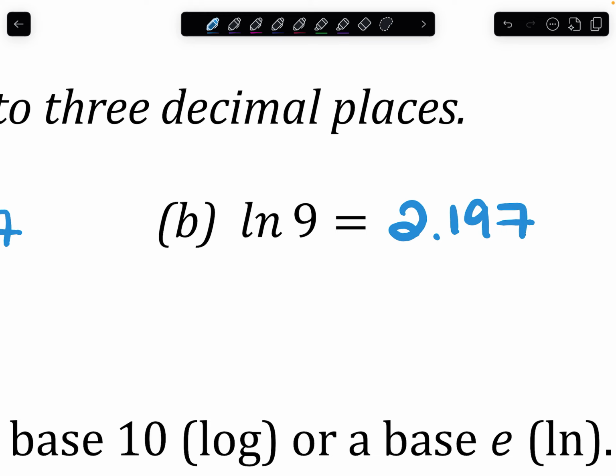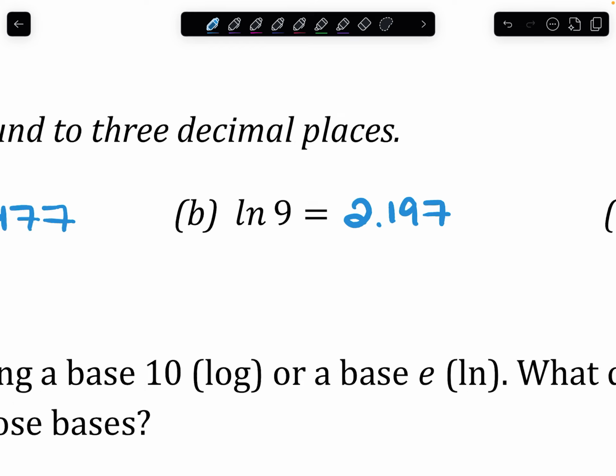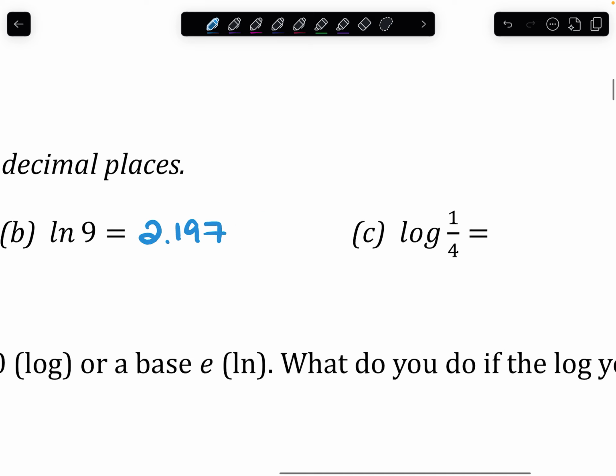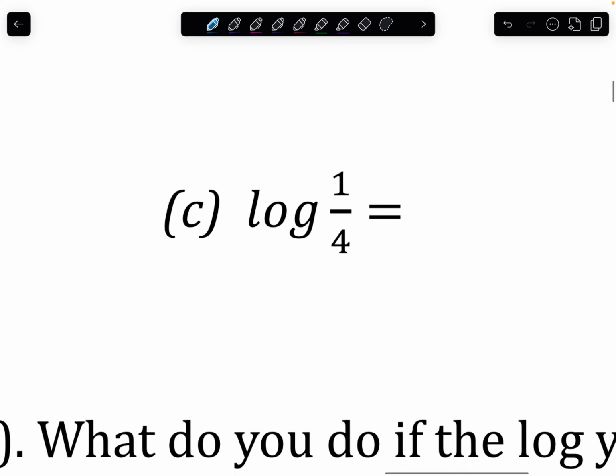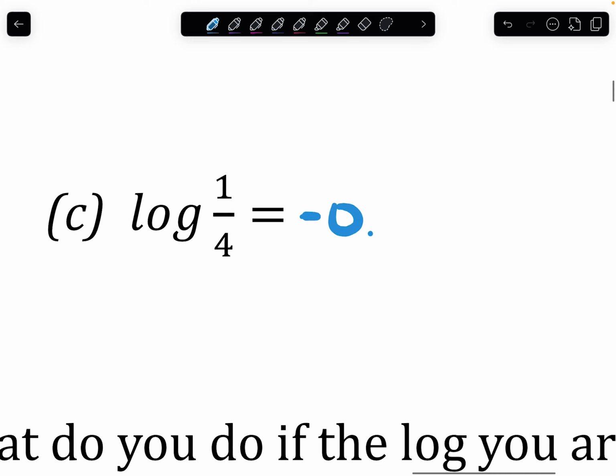So be really careful. Make sure you read how to enter if you are having to round in the online homeworks, quizzes, tests. C, log of 1/4. So again, just type this in carefully. Make sure that 1/4 gets put in a set of parentheses. So we use our LOG button this time, and we get negative 0.6020. So that would be 602.